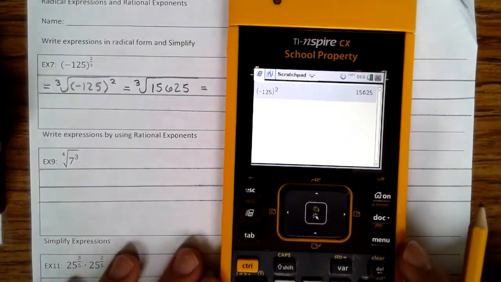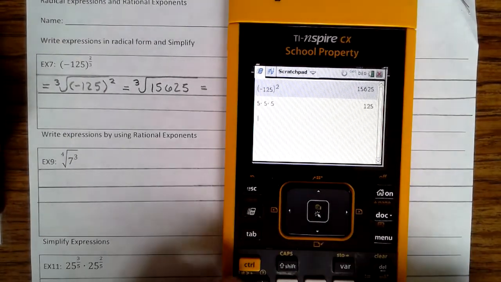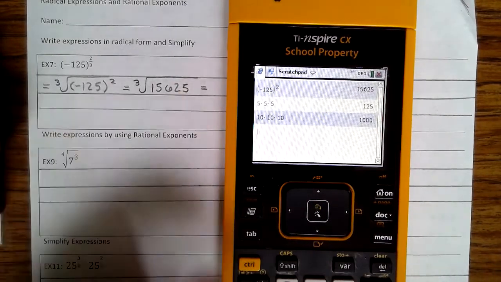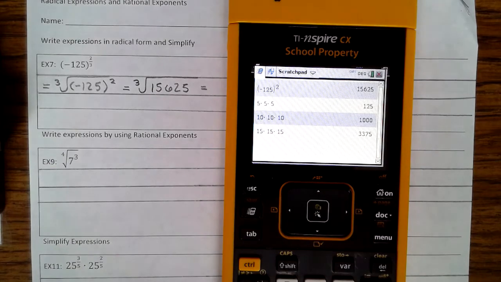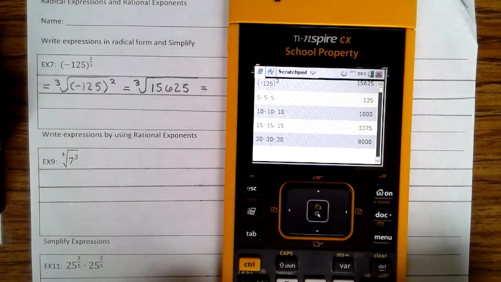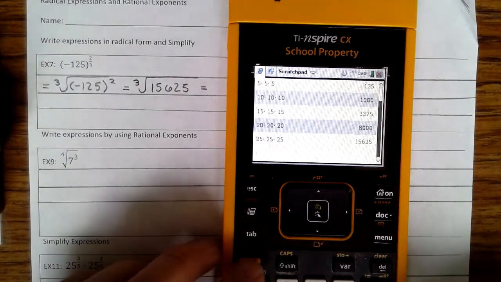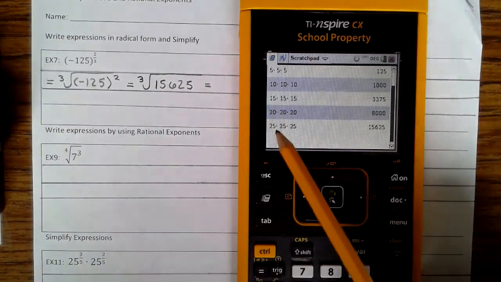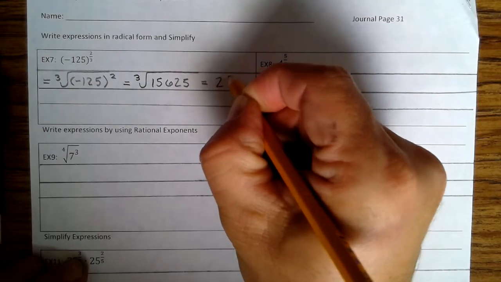Let's start with 5. So 5 times 5 times 5 is 125. That doesn't work. So now let's try 10 times 10 times 10. We know it has to be by 5s because of the 5 at the end. Let's try 15 times 15 times 15, which is 3,375. Then let's try 20 times 20 times 20. Now you can see that we're getting closer. So let's try 25 times 25 times 25. Okay, so you can see that 25 times 25 times 25 is 15,625. So the cube root of that is 25.